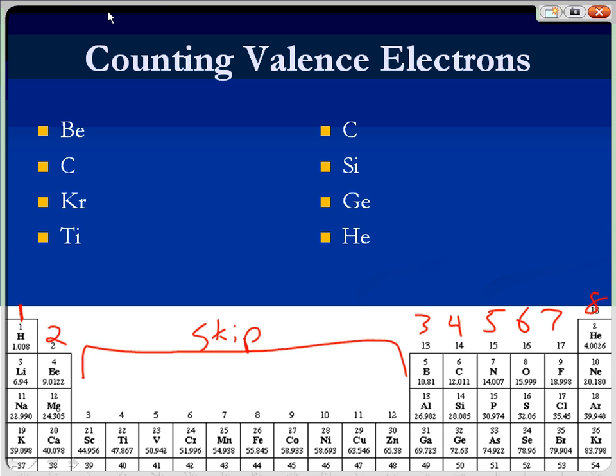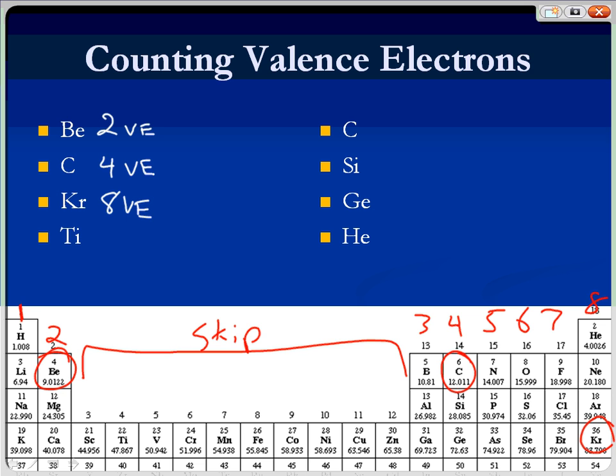So if we want to know about beryllium, find beryllium. It's over at the left. So beryllium over here has 2 valence electrons, so 2 VE. Carbon, which is way over here, has 4 valence electrons, 4 VE. Over here, krypton down here, is in the 8 column, so it has 8 valence electrons.